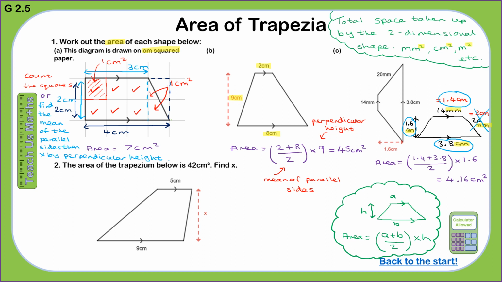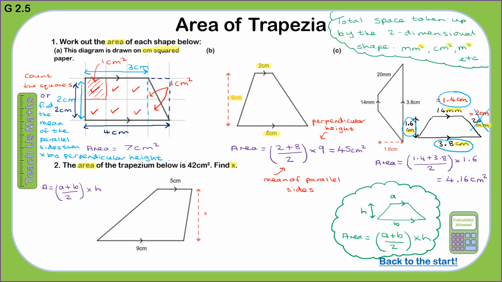Question 2. The area of the trapezium below is 42 centimetres squared. Find x. So in this question we are given the area of the trapezium and we need to work backwards to find the value for x. So first of all, I'm going to write down the formula for the area of the trapezium. We then fill in what we know.